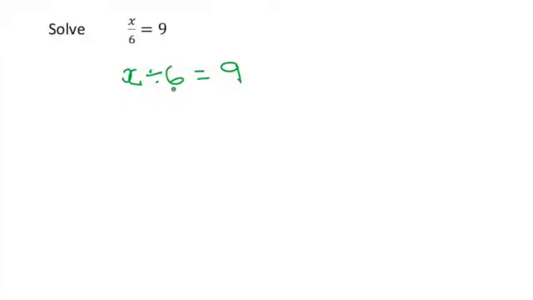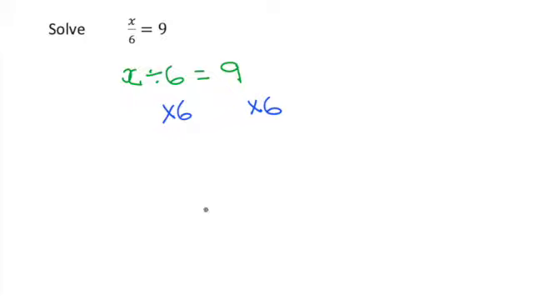Right now, I've got x divided by 6. I need to do the inverse of division to get rid of that 6 on this side. I'm trying to get rid of 6, so I just have x. How do I do the opposite of divide? Well, I need to multiply. So I multiply it by 6 on both sides.